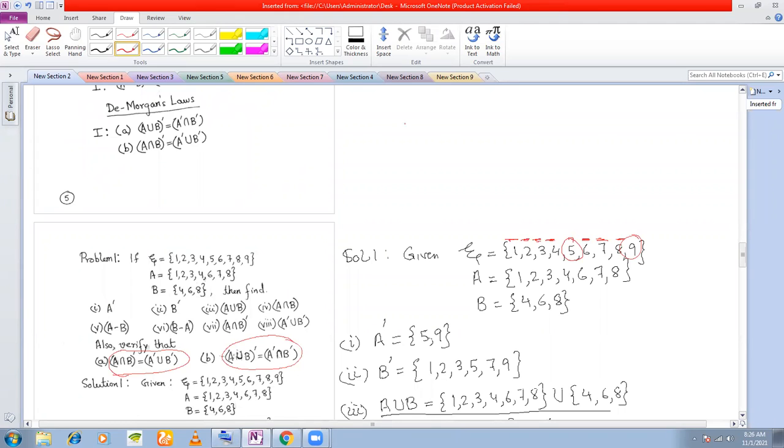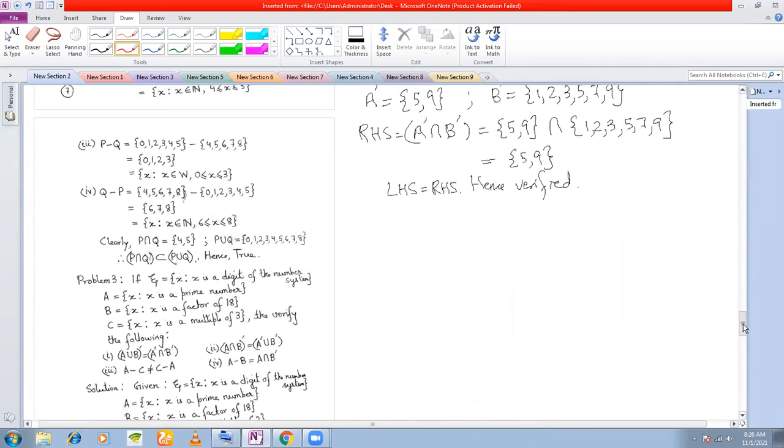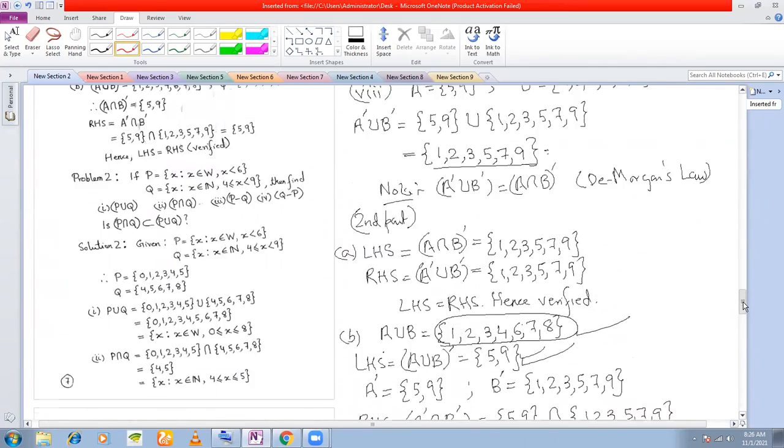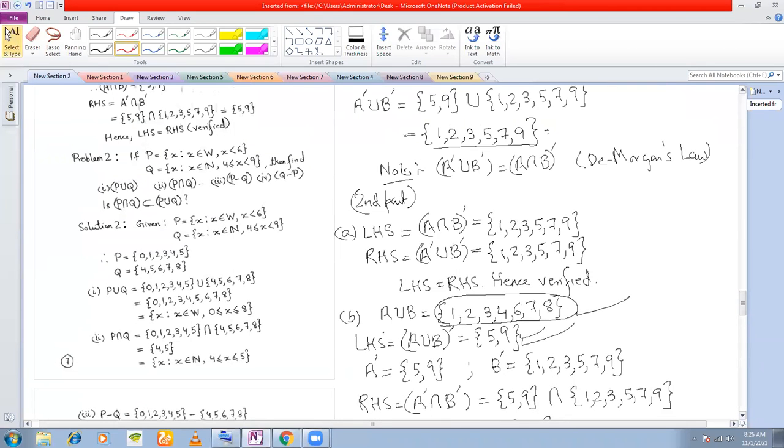Yes, sir. Okay. Sir, is there any formula? No, that is how you write the A complement. If you remember, when I was explaining the difference of sets, I had explained to you. Move on to the next problem, problem 2.